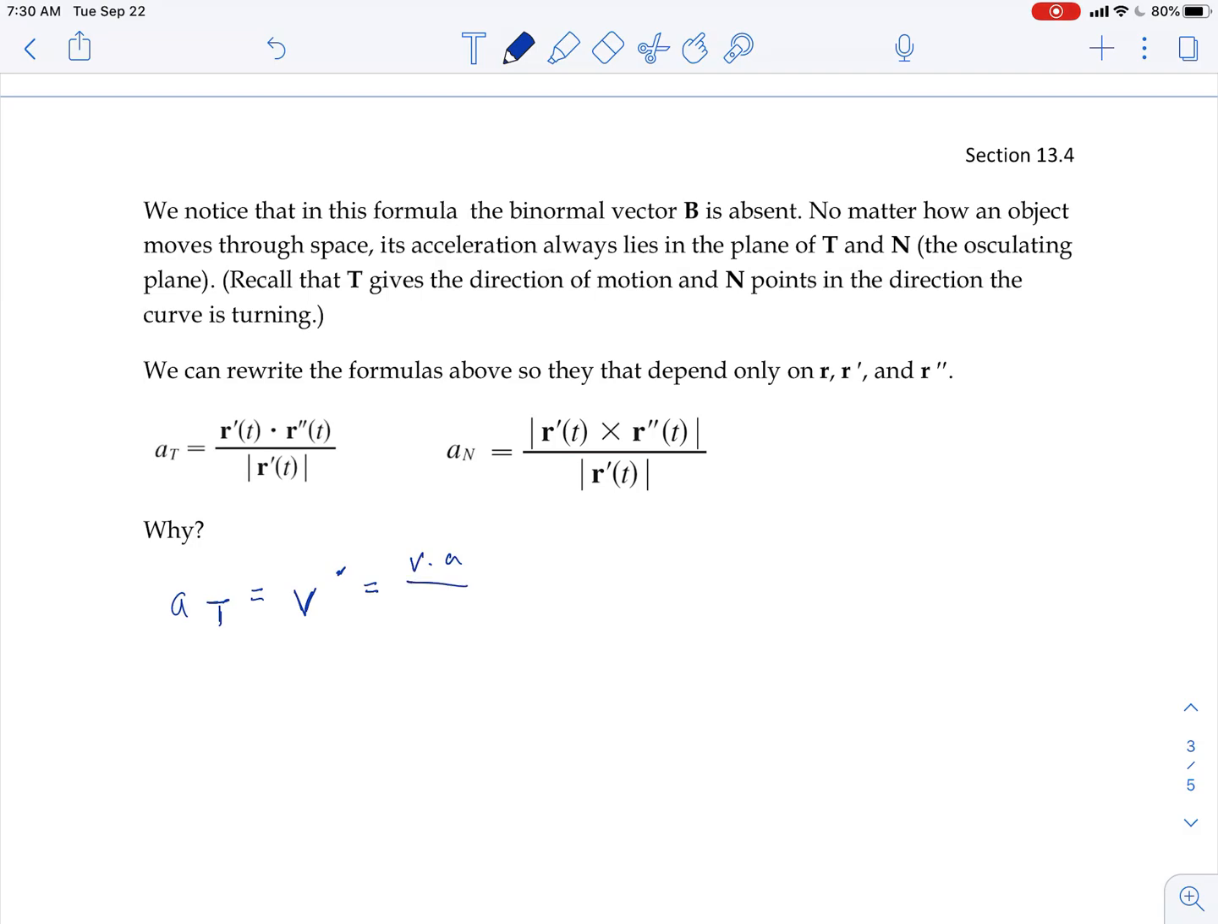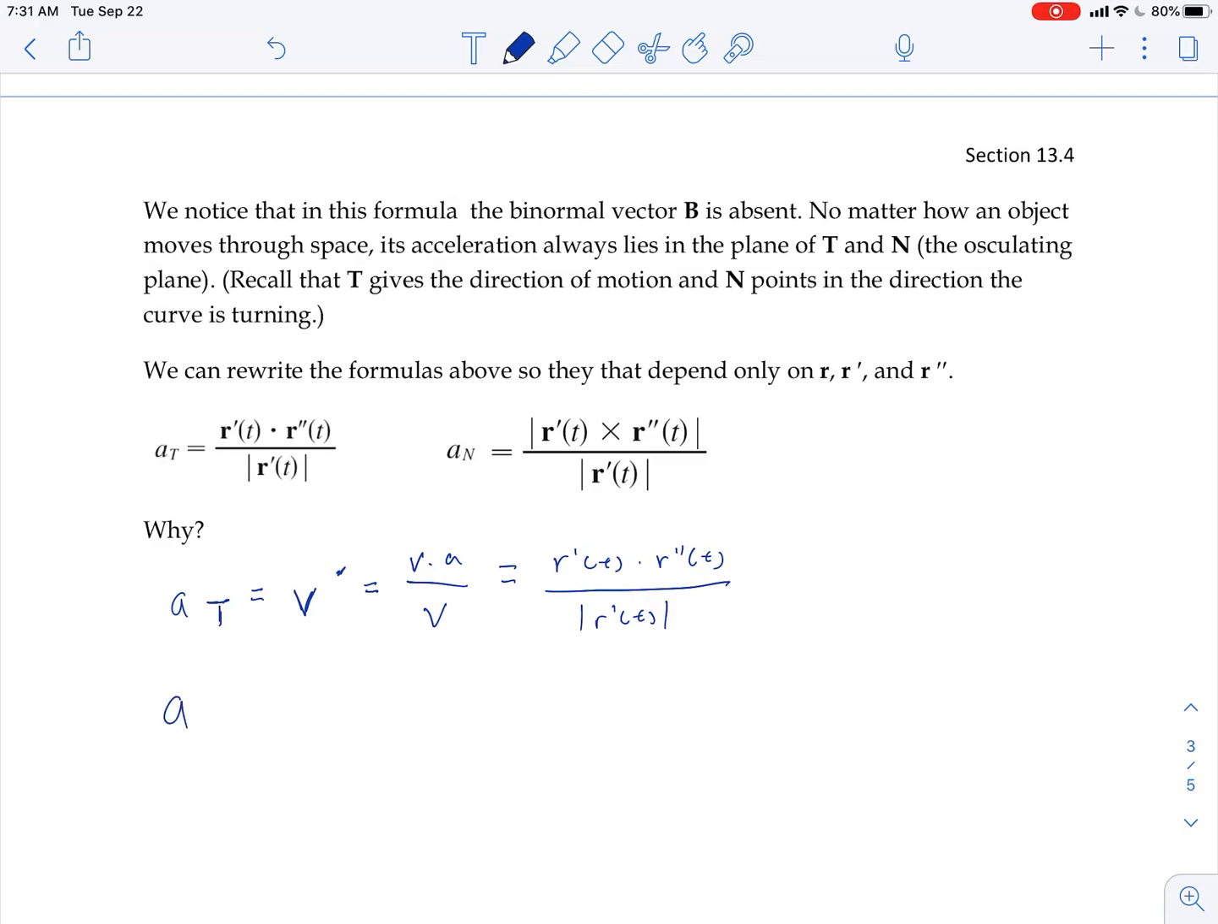So the dot product of v and a divided by our speed. That's why we can go ahead and change what v is. So v is r prime of t dot acceleration, which is r double prime of t, all over, and again, another way to write speed is the magnitude of r prime of t. So that's why we're able to change the tangential.